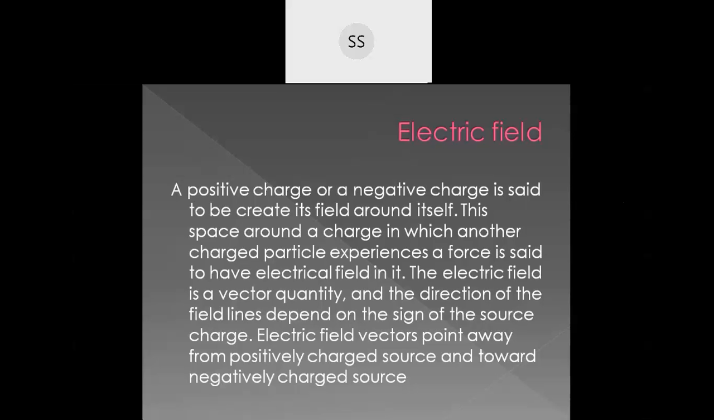So to check the electric field, we will take two charges. One charge will be taken as the source charge and one charge will be the test charge.